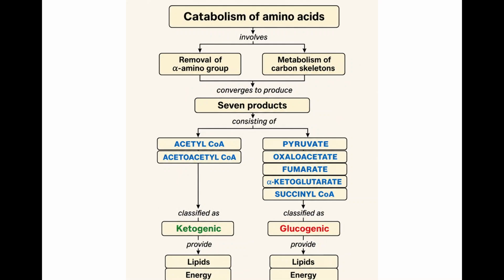So this is the classification based on the fate of the amino acids. If they are metabolized to give rise to acetyl-CoA or acetoacetyl-CoA, we'll call them ketogenic. If they give rise to pyruvate or one of the intermediates of the Krebs cycle, we're going to call them glucogenic, so they are able to give me glucose. These can't give glucose, they can only give lipids and ketones.